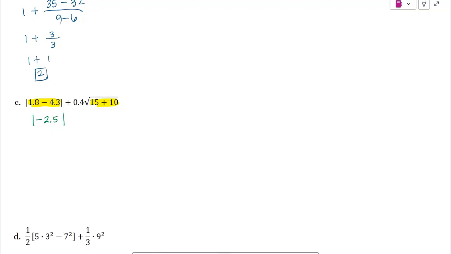And that's still in the absolute value symbols. And then under the radical, I've got 15 plus 10, which is 25. All right. The absolute value of negative 2.5 is positive 2.5. It means the distance from 0. And then I have a 0.4 times the square root of 25 is 5. Next, I'll do the multiplication, which is, let's see, 0.4 times 5 gives me 2. And then I'll add to get 4.5 as my final answer.